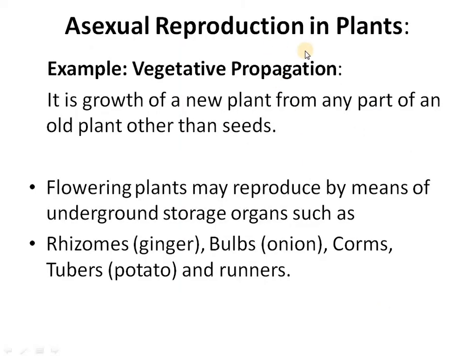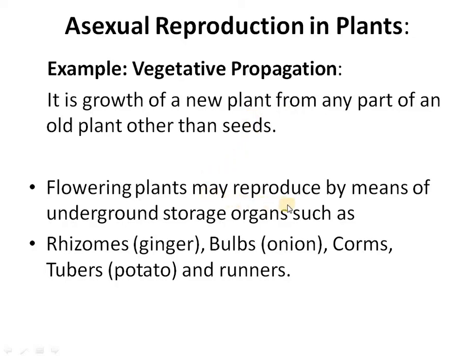Asexual reproduction in plants involves vegetative propagation. It is the growth of a new plant from any part of the old plant other than the seed. So you see, it's a kind of reproduction where you can use any part of the plant that would be named as vegetative part. Any part of the plant other than the seed is taken to reproduce the plant and give rise to an identical plant from the parent one.